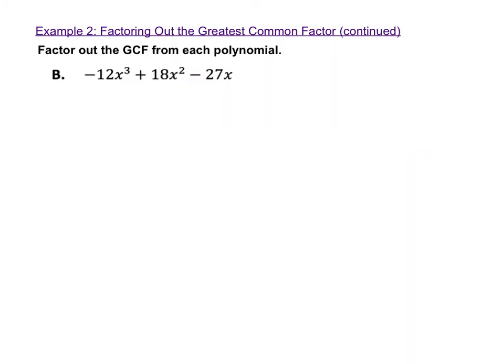Let's try one more example together here. And problem B is a little bit trickier. Notice that the first number is a negative number. When the first term is negative, you want to factor out a negative in your greatest common factor. I'd recommend that you add that to your notes. When you're finding the greatest common factor, you can still just look at the factors of the positive number, but then we'll just add a negative sign to it.